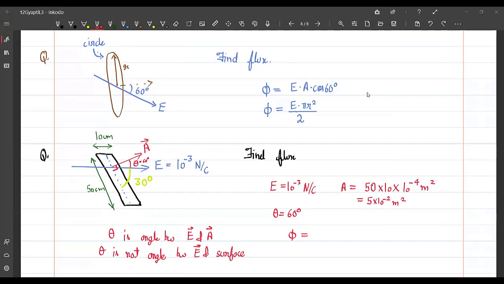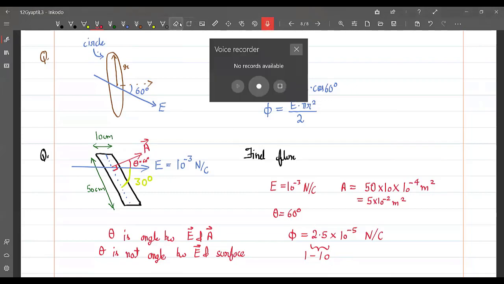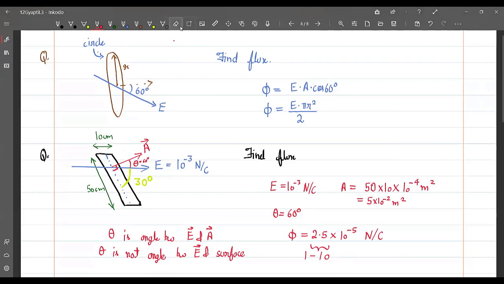Apurv, what is the answer now? Sir, 0.0025 into 10 raised to minus 3. Okay, if I like to write it in scientific form, I write it like this: 2.5 into 10 raised to minus 5. Yes, sir. The scientific form is the first number should be between 1 and 10. It should be greater than 1 and less than 10. That is called the scientific form. All right.